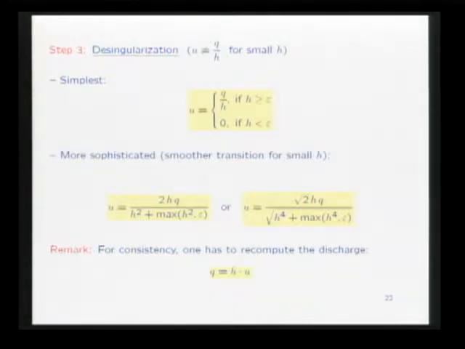So the simplest thing is just to do a cutoff and say u is 0 if h is too small. There's a smoother, more sophisticated version, a smoother transition for small h, which I write here. There are two options, and they have advantages and disadvantages. It is important to understand that no matter what you do, the desingularization is so important that it may kill the robustness of the scheme. And in fact, for many situations, you have to tune this desingularization parameter. You have to play with this to obtain a good result.